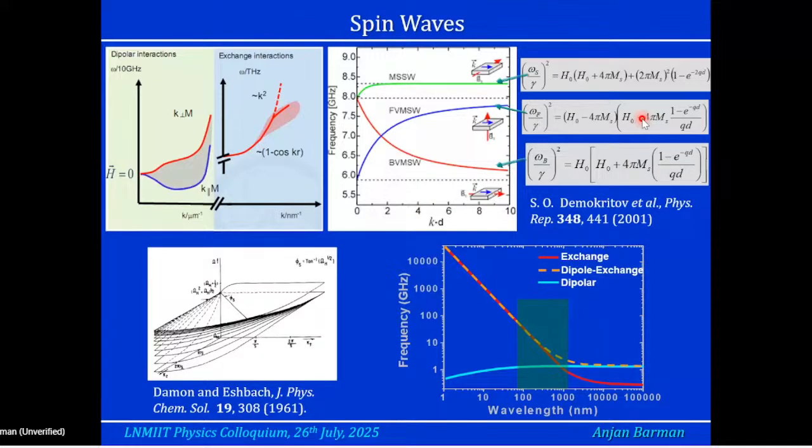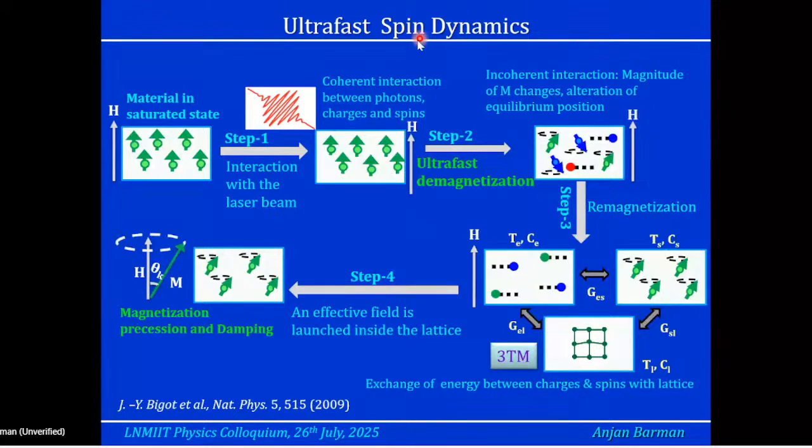And then the fastest dynamics is the ultrafast demagnetization, like I said. So basically what happens is that if you have a material in the saturated magnetic state, and you apply a laser, with a magnetic field holding the saturated magnetic state, if you shine a laser on that, there is a coherent interaction. So basically angular momentum transfer from the photons to the spin, and there's a coherent interaction between the photon charge and spin degree of freedom.